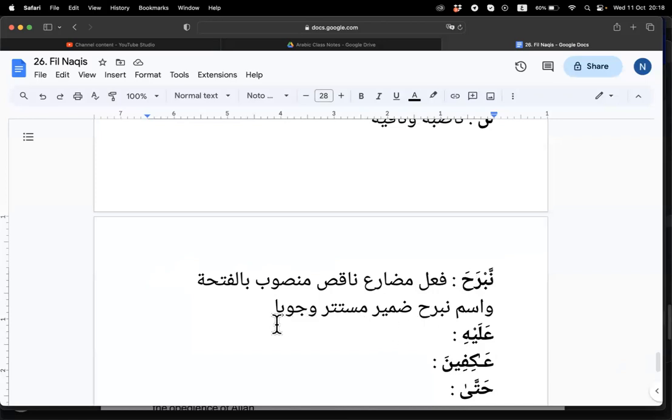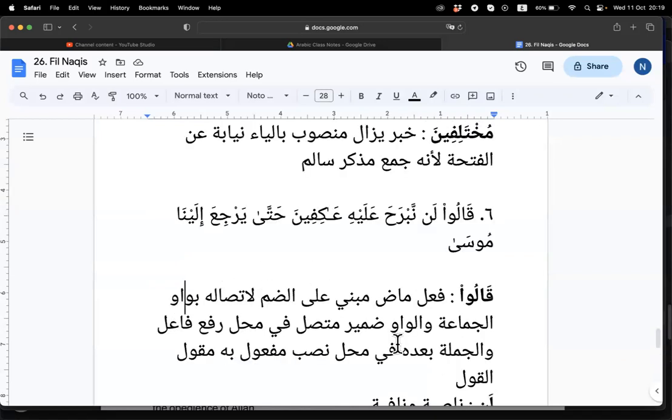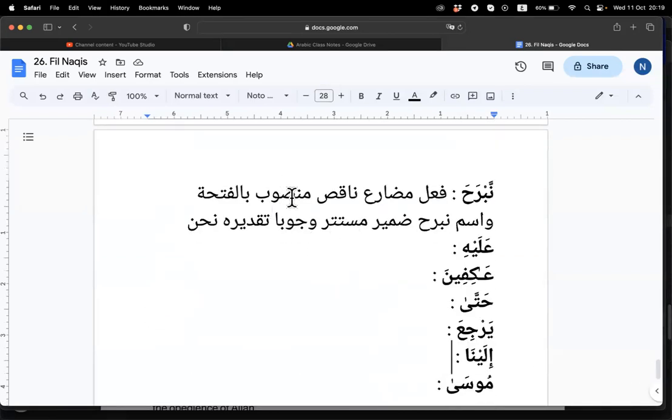And then taqdiruhu nahnu, as you say. Taqdir is to imply, right? Because we say the dhamir is hidden, so who are we implying when we say the dhamir is hidden? We are implying nahnu. Clear? If it's not hidden, like the waw just now, then we say this waw is dhamir mutasil, fi mahalli rafa' fa'il. That's how we say it. But if it's hidden, then we say it's dhamir mustatir, jawazan or wujuban, and then we have to imply who. It's nahnu.